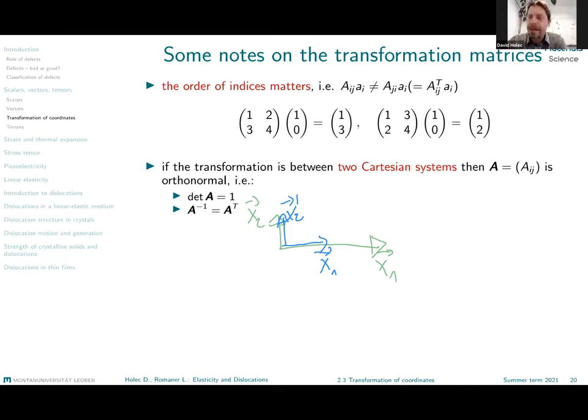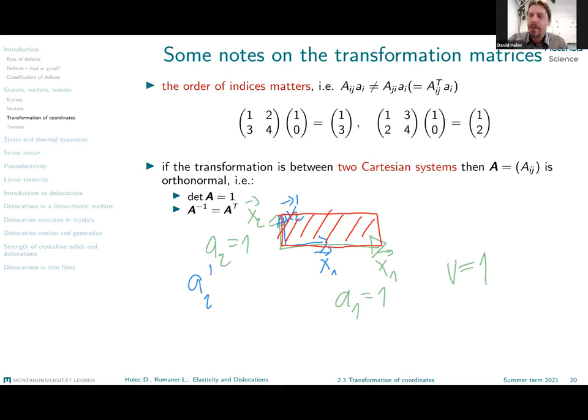All right, and we take such an object. This object in the green coordinate frame has lengths A1 and A2, where A2 equals 1 and A1 also equals 1. So in the green coordinate system, the volume equals 1. In the blue coordinate system, A2 prime equals still 1, but A1 prime equals 2, right? So the volume in the blue coordinate system equals 2.